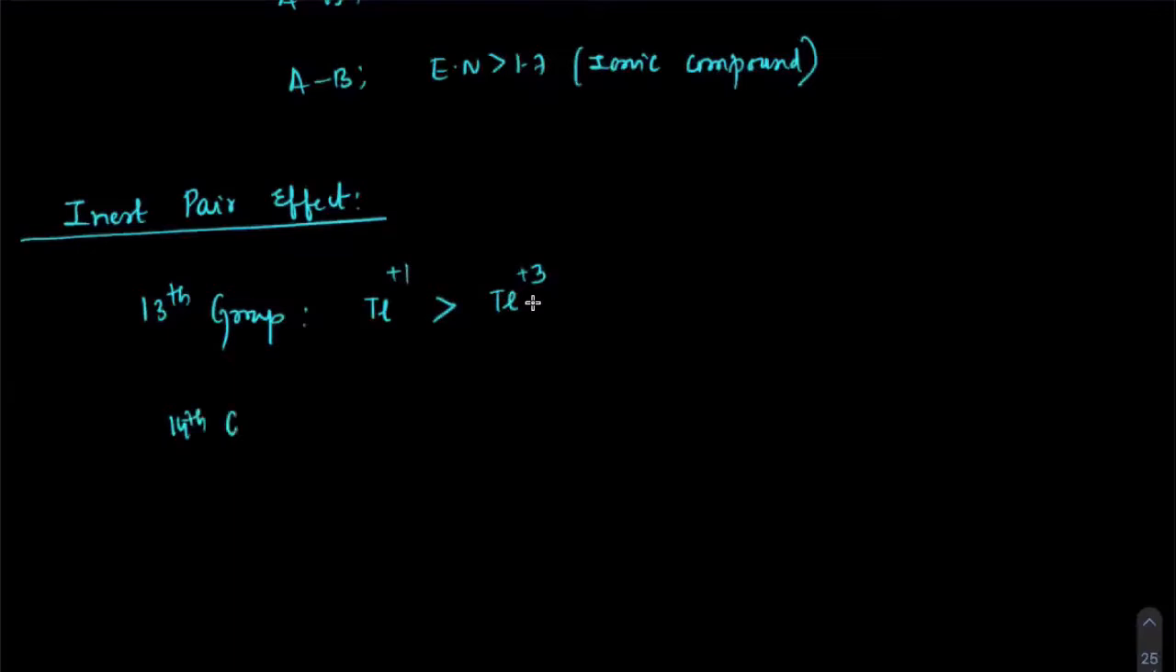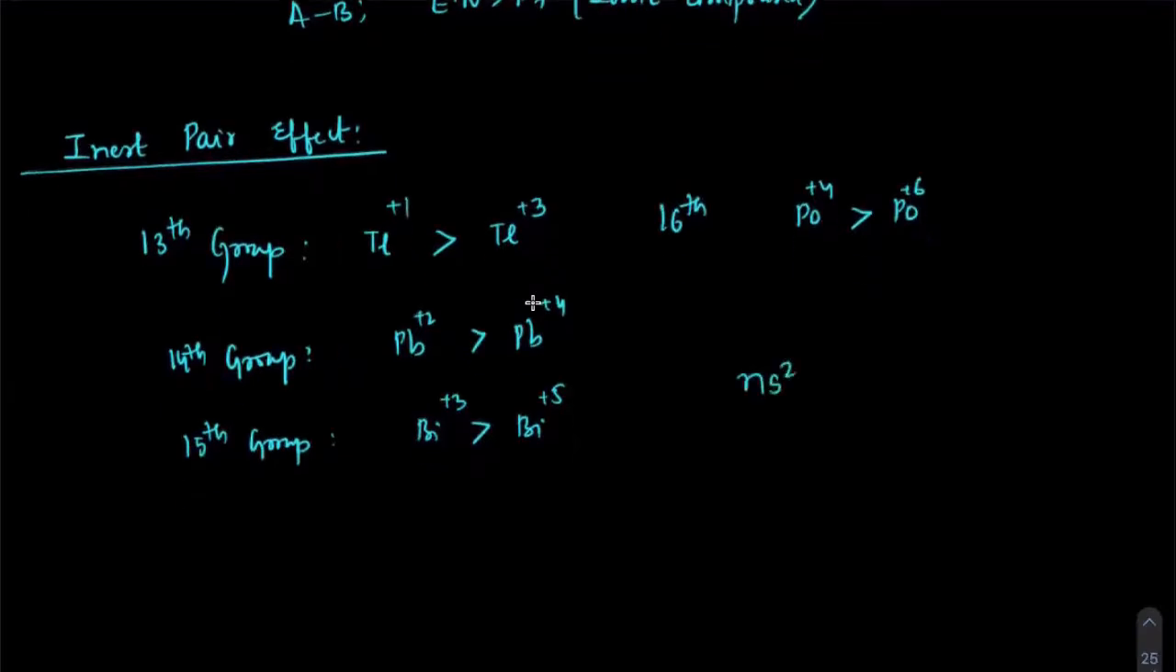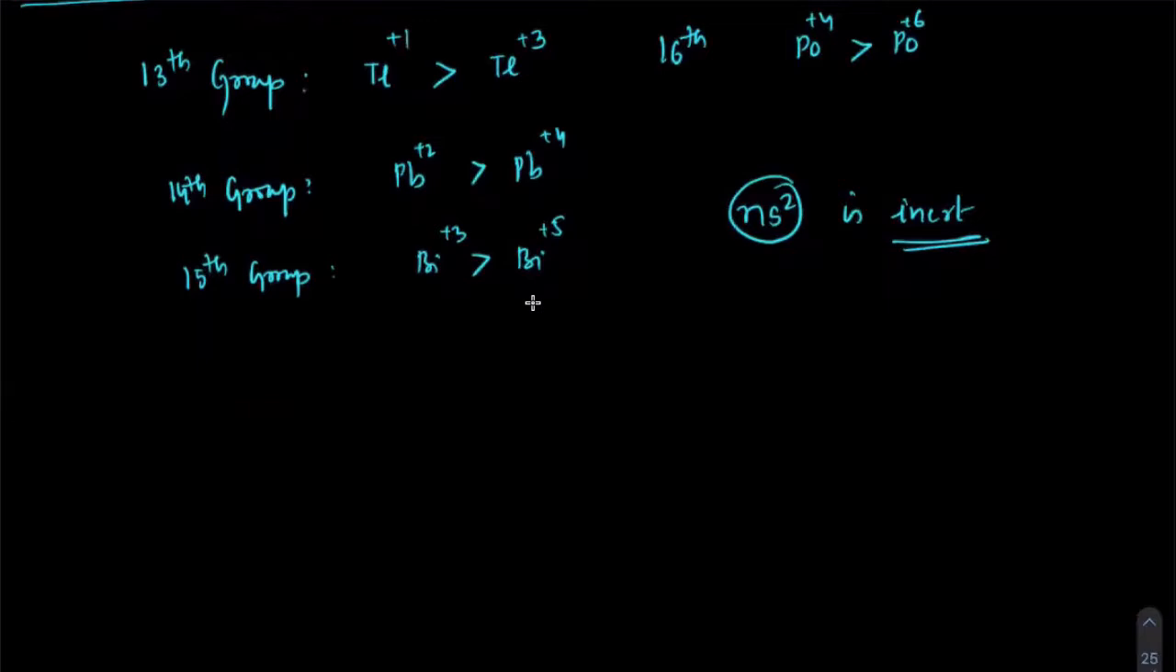In the 14th group, if we check lead with +2 and +4, then +2 is more stable. 15th group, bismuth with +3 and +5, +3 is always more stable. And 16th group, polonium with +4 and +6, +4 is more stable. This comes from the fact that ns2 is inert. Otherwise, in all other cases, ns2 electrons are also involved in bonding. In these elements, ns2 electrons are not easily involved, and even if they are, the compounds are less stable.